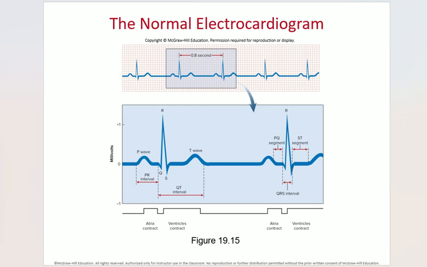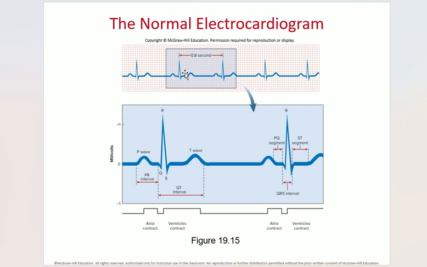The flat space is rest. Then we have P again, we have our QRS, and we have our T wave again. And then you can't see it here, but you can see it up here. We have our rest time again. So we have P, QRS, and T, and rest over and over and over again. That's our EKG.